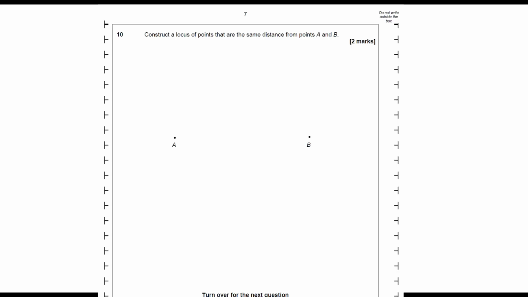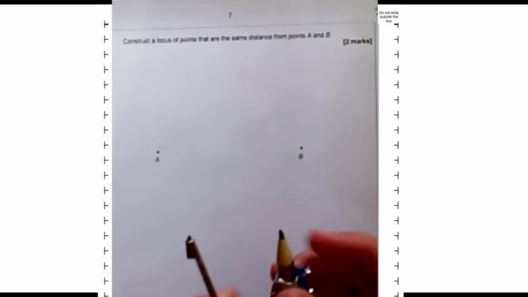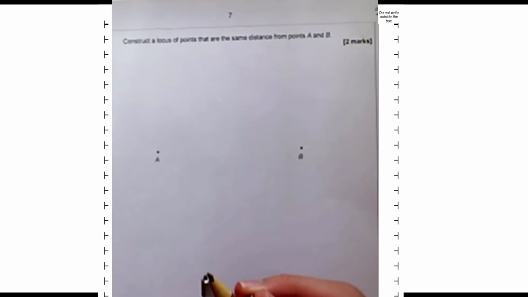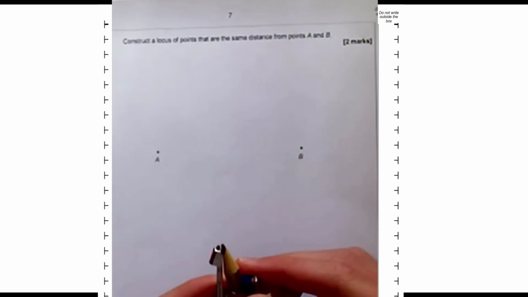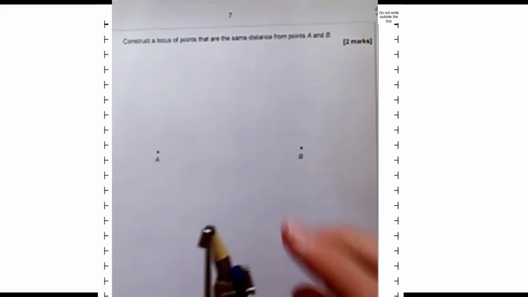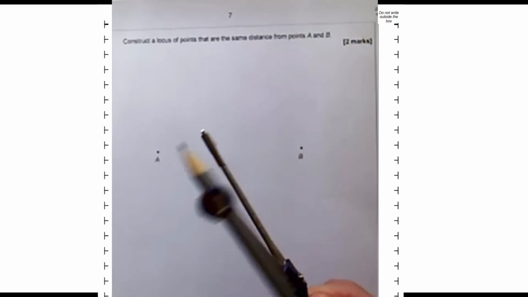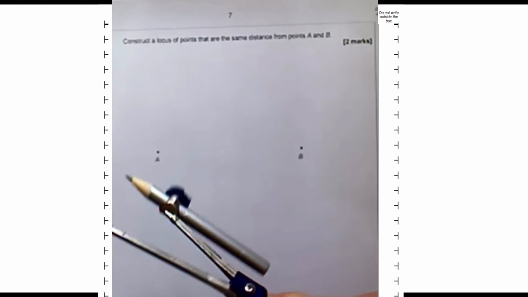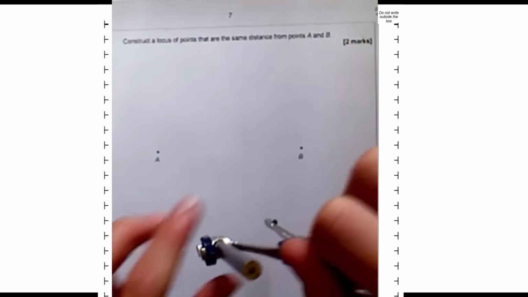Question 10. Construct a locus of points that are the same distance from A and B. So for this question, you're going to need your compasses and a ruler. So first off, put your pencil in your compasses. Make sure the tip of the pencil and the tip of the compass are in the same place, and tighten them up nicely. It's a good idea to keep a small pencil so you can twirl it around without bumping into your hands. You don't want a big pencil.